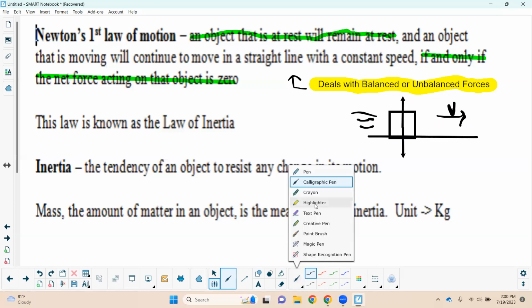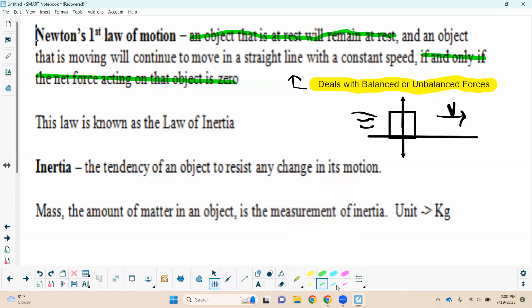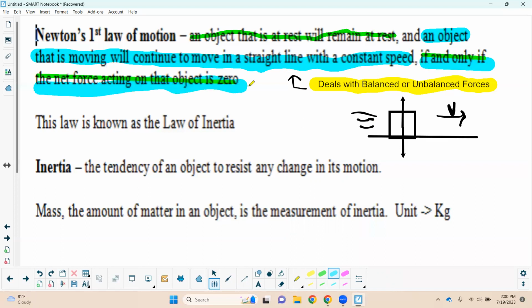This is the same idea that's described in the second part. An object that is moving will continue to move in a straight line with a constant speed if and only if the net force acting on it is zero. So again, our forces are balanced and the motion doesn't change. Newton's first law also implies that if it's not balanced, if the net force is not zero, then the motion will change. The antithesis of this idea applies to everything too.